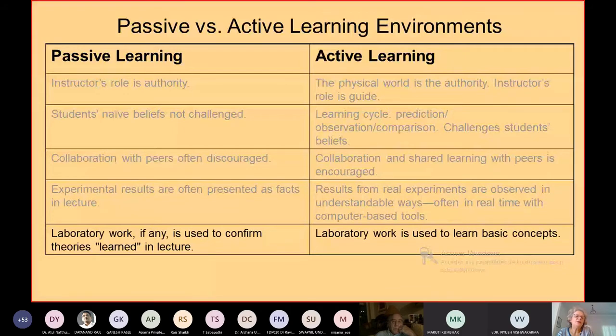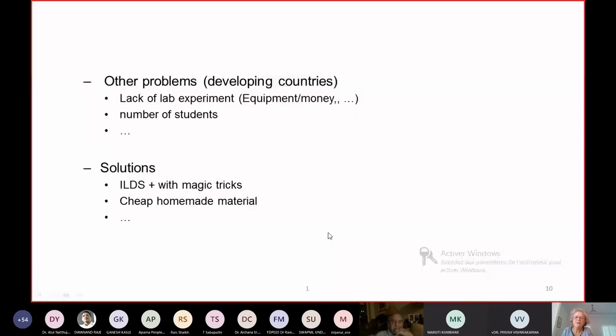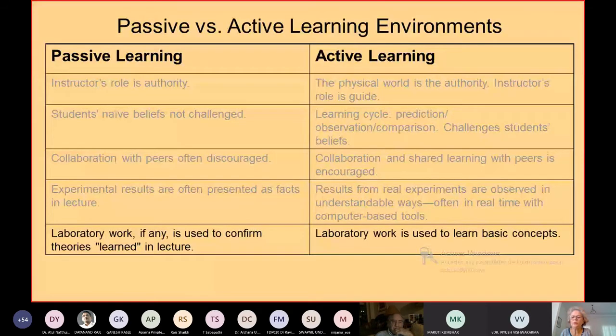In passive learning teaching, the experiment, if there is one, is done after the course. But in the active learning way, it is a very important part of the learning process. It is used to learn basic concepts even before doing a course.